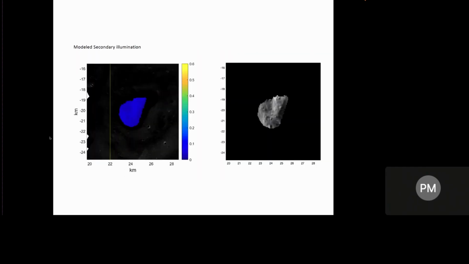Okay, so this one is a modeled secondary illumination. On the left-hand side is the model shown with respect to the radiance, and on the right-hand side is a grayscale version of that. You can see in the model itself, you can see the craters there. Next slide, please.